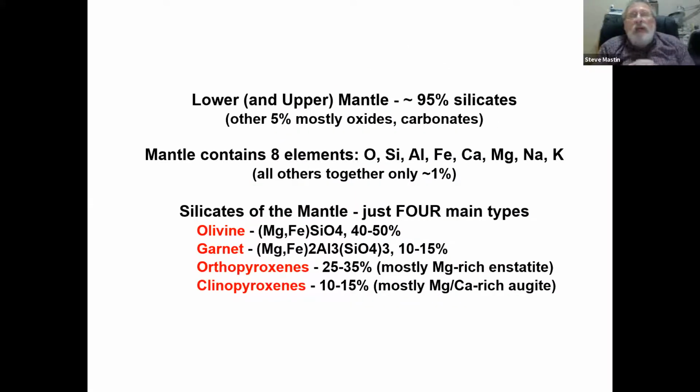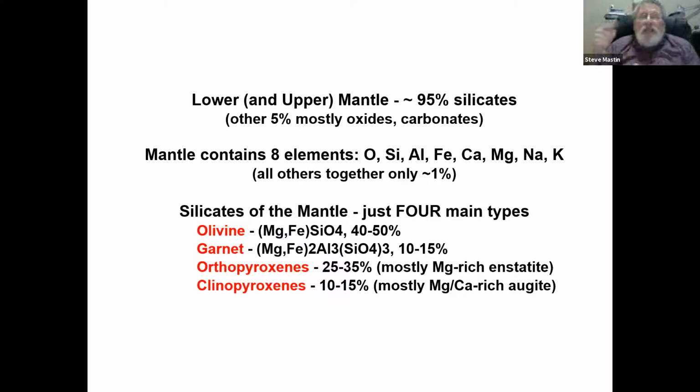Now, the lower and the upper mantle are about 95% silicates. So again, that's why silicates are important. And surprisingly, the mantle contains basically 8 elements, the ones listed. And all the other elements together constitute only about 1%.